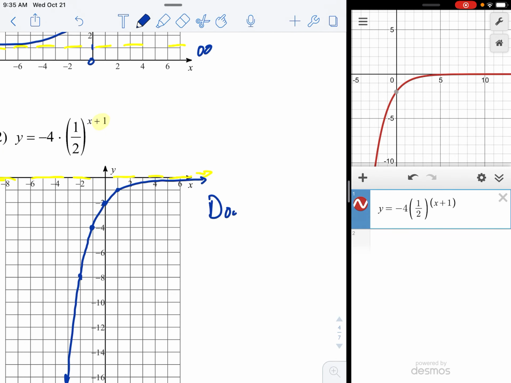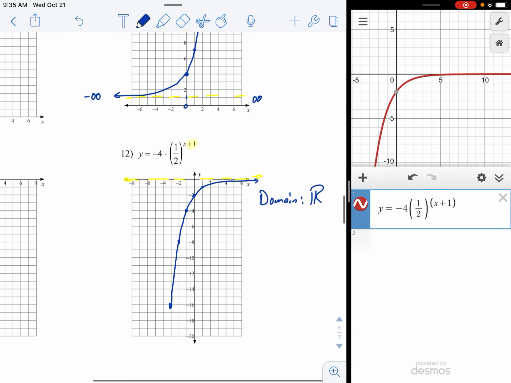Okay, domain, all real numbers. So now, on every problem, you know the answer for domain. It's going to be all real numbers. Range, it goes down to -infinity. It stops at 0, the asymptote.